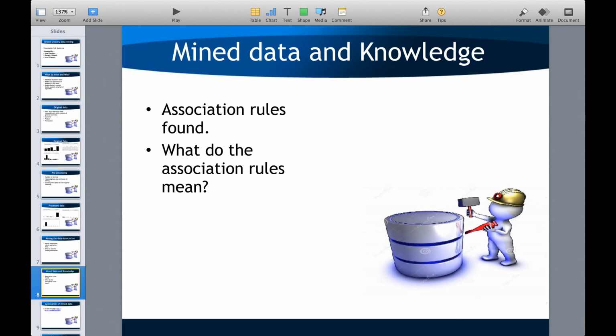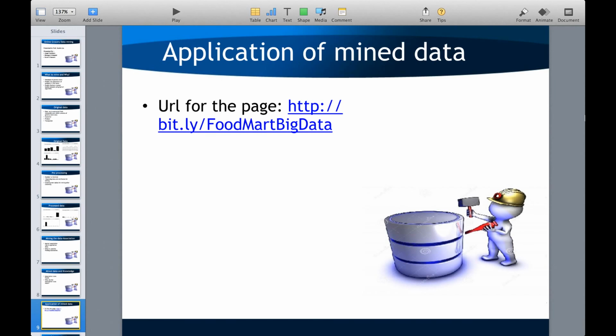We mined the data, and we have found various association rules between the product, promotion ID, customer, time, etc. We also explained the application of the mined data, how we'll be using it, probably by showing that people with a particular income range usually buy such products and so on.